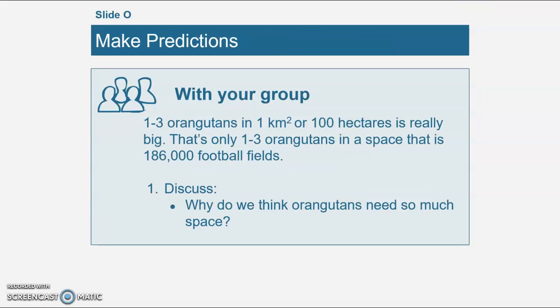All right, so why is it that we can only get 1 to 3 orangutans per square kilometer? Why? What do you think? You may brainstorm this with someone near you. You can put down your list of ideas in your notebook. And this is what will take us into tomorrow's lesson.